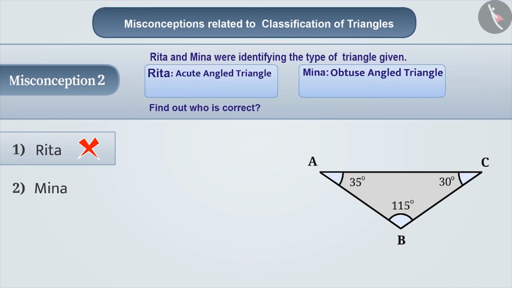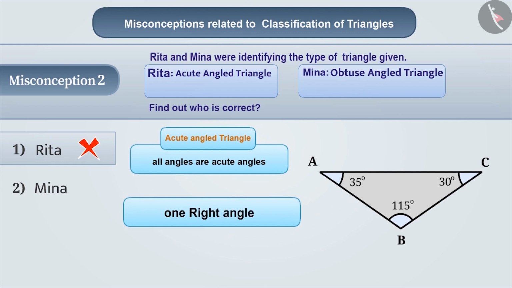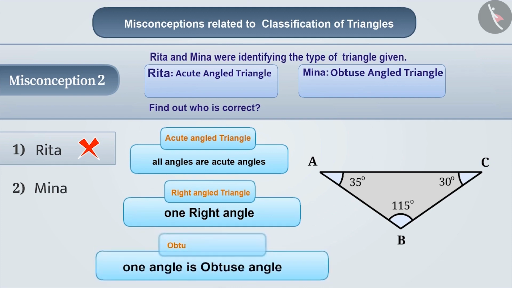To identify a triangle on the basis of angle, we observe the angles of the triangle. Triangles with all acute angles are called acute angle triangles. Triangles with one right angle are called right angle triangles. Similarly, triangles in which one angle is an obtuse angle are called obtuse angled triangles.